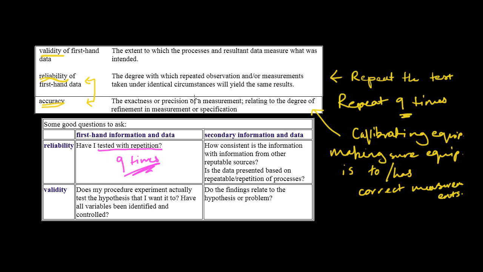Secondly, this is for the first-hand investigation data, and for the secondary information data: how consistent is the information with other information from reputable sources?